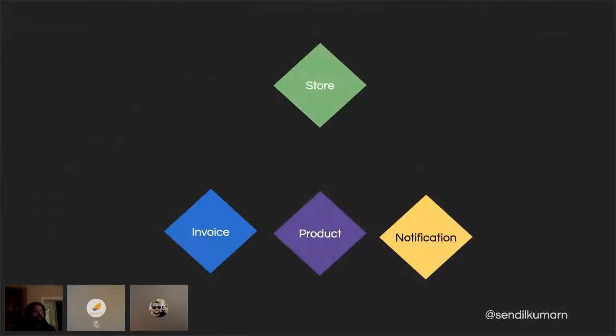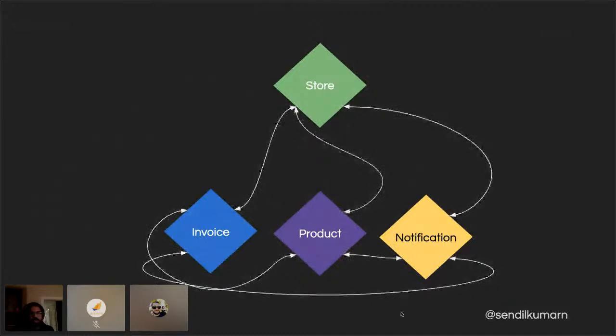And just before that, this is the application that we are going to generate today. It has a store, an invoice, a product and a notification service. And all those things are interconnected. I'm just removing all the load balancers here, and all those things should be interconnected. So everything is interconnected here.